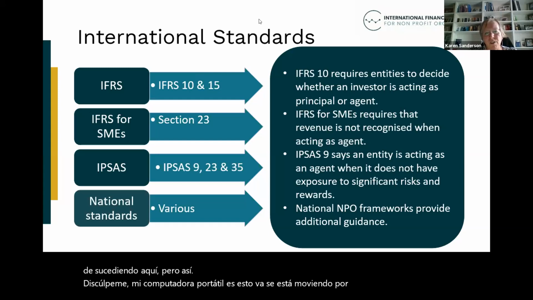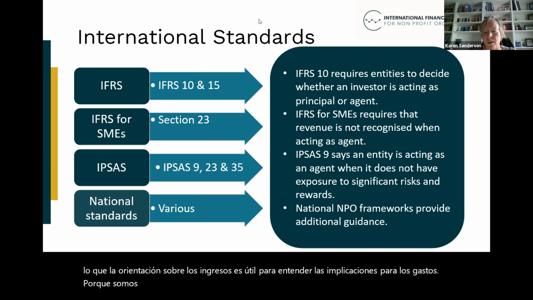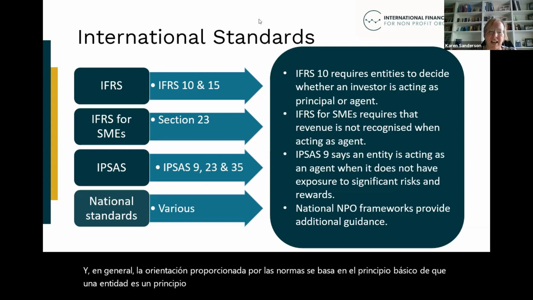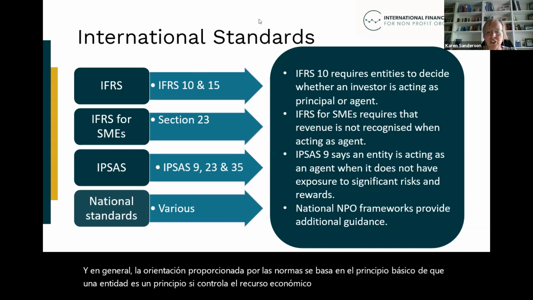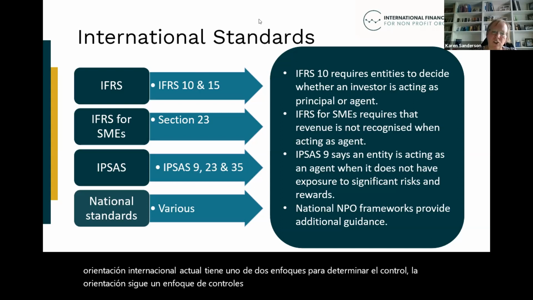So the guidance on revenue is useful to understanding the implications for expenses, because where an NPO is acting as an intermediary on behalf of another entity, it might have both revenue and expense considerations. Generally, the guidance provided by the standards is based on the core principle that an entity is a principal if it controls the economic resource in the transactions. And current international guidance has one of two approaches in determining control. Guidance either follows a controls approach or a risks and rewards approach to indicate control.